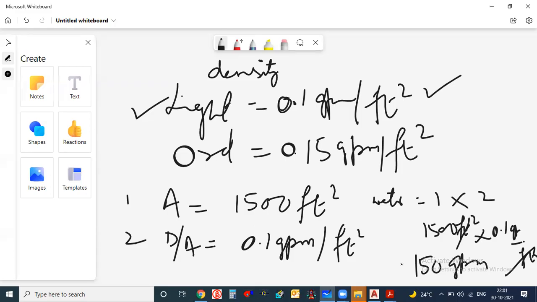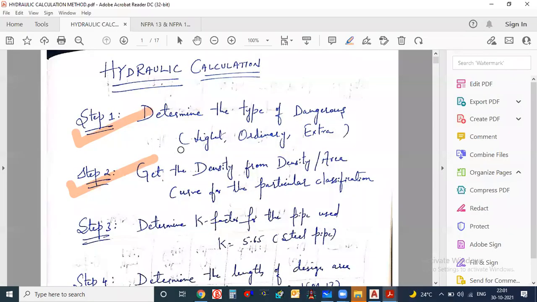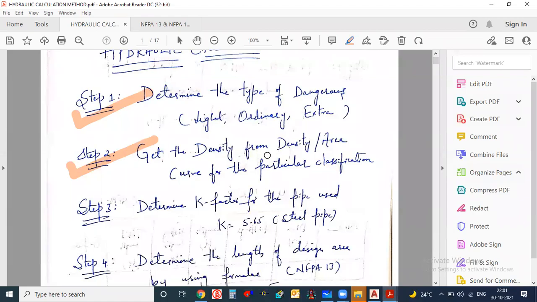Yes, but this is not the right procedure. I am just showing you one example. This is one of the advantages. Obviously, we have to get the density area.